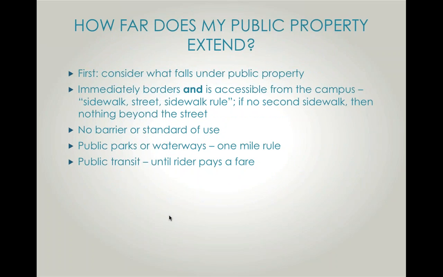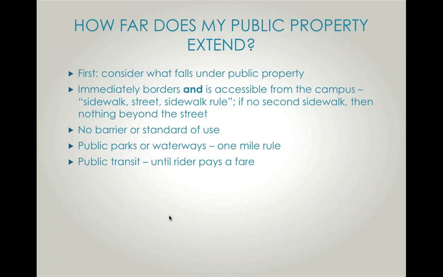So as we were talking earlier about the definition of public property, first consider what falls under that. When we're talking about public property, we are talking about anything that is considered public or not owned by the institution itself, but not necessarily parts of anything that your institution is related to. Those would be public property pieces that are immediately bordering and accessible from the campus, or are within your campus borders or bounds. So when we say sidewalk, street, sidewalk rule, what we're talking about is the public property immediately bordering your campus that you are responsible for reporting on does not extend any further than the sidewalk immediately next to your campus, the street, and then the sidewalk across the street. That is the boundary where your public property reporting requirement stops.